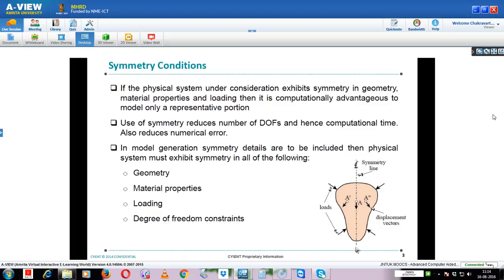For example, take this geometry here. If you take this geometry, it is symmetric across this dotted line. And coming to loads, there are two load vectors on this side, and there are two loads on this side. Their loads are perfectly symmetric. Geometry is symmetric and loads are symmetric. And coming to displacement vectors, this model exhibits complete perfect symmetry about this axis.